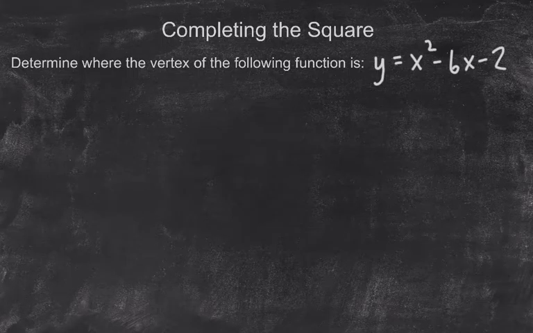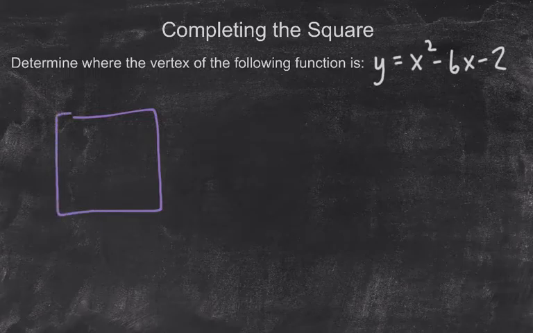So here I've got y equals x squared minus 6x minus 2, and I want to determine where the vertex is, and I'm going to do that by using the method of completing the square. So here I've got negative x tiles, and so it no longer makes sense for us to use the physical algebra tiles. So what I'm going to do is draw my perfect complete square and fill in as much of that as I can.